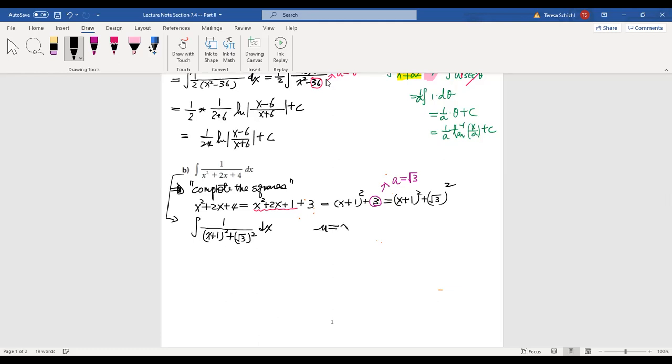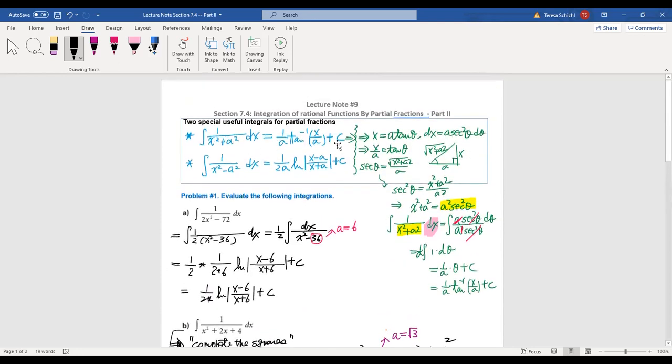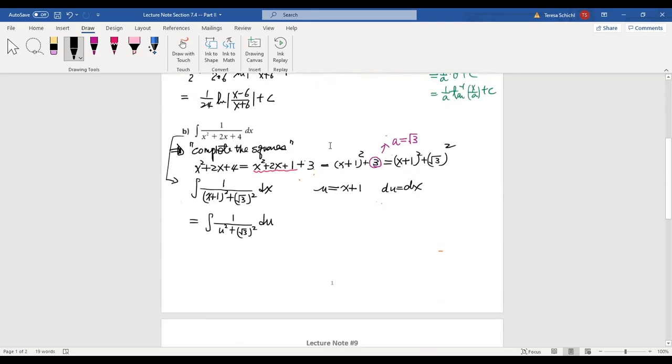A u-substitution, the same way we did before. u is equal to x plus 1, then du is equal to dx. And then this simplifies to the integral of 1 over u squared plus the square root of 3 squared du, right? So now this is a perfect match for this formula. So now what is the integration here?